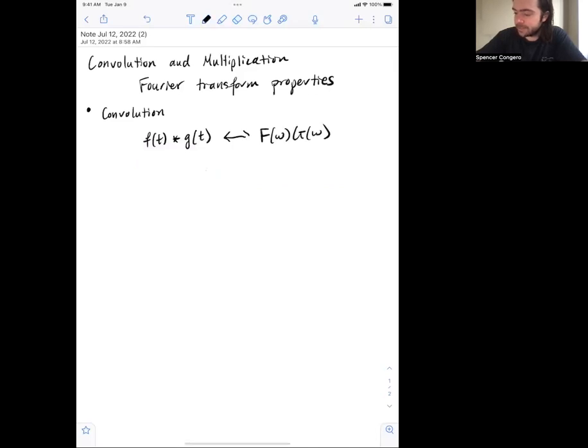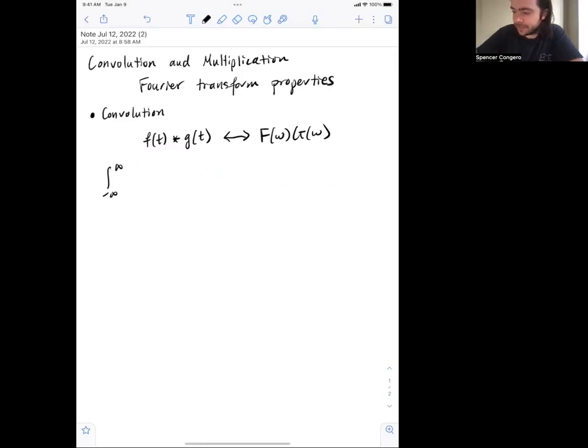So this can be really useful when you're solving problems because often this convolution operation is at the very least time consuming and tedious to perform. And sometimes Fourier transforms are easy to perform. And then, of course, the operation of multiplication is often easy as well. So this can be a very useful property to keep in mind. Okay, so let's see how it's proved.